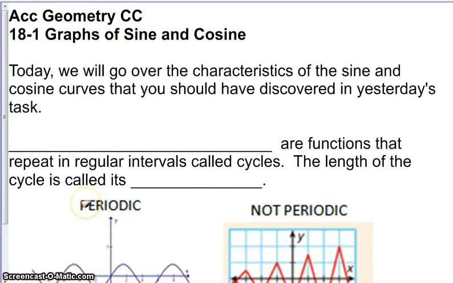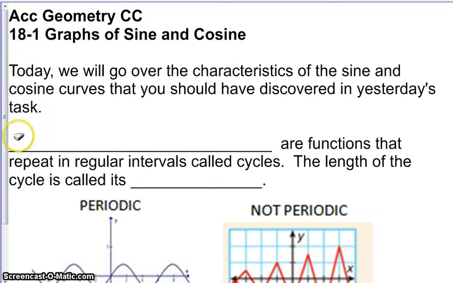This is the video for Accelerated Geometry 18-1, Graphs of Sine and Cosine. Today we're going to look at the characteristics of the graphs of sine and cosine curves that we should have looked at yesterday in class in the task that we did.